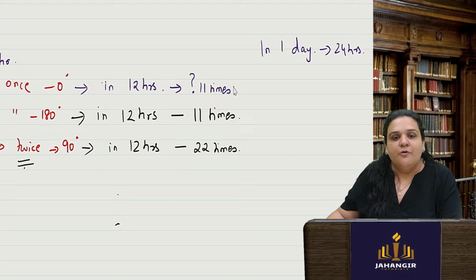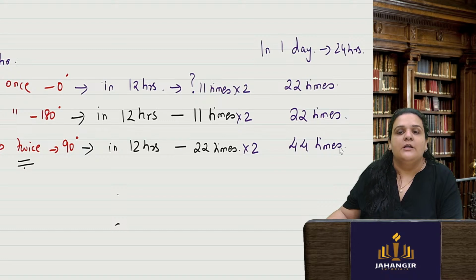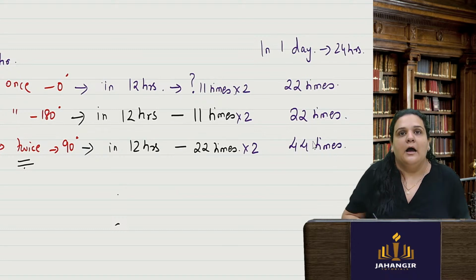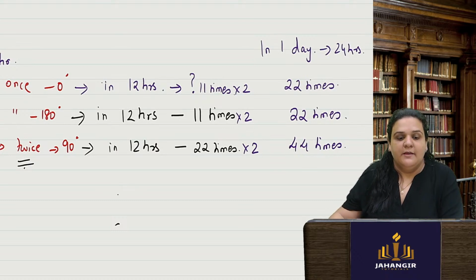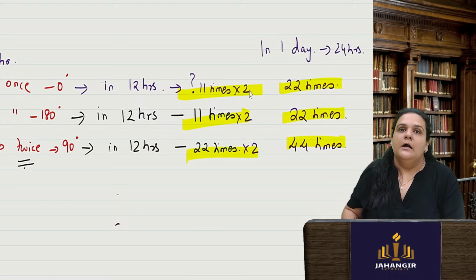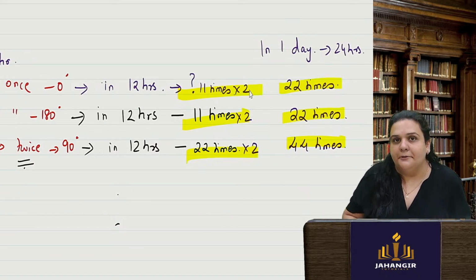So in 24 hours, the hands will coincide 22 times. Similarly, they will be opposite 22 times, and they will be perpendicular 44 times in 24 hours. This is very, very important. We have to keep this in mind: coincide, opposite and perpendicular.